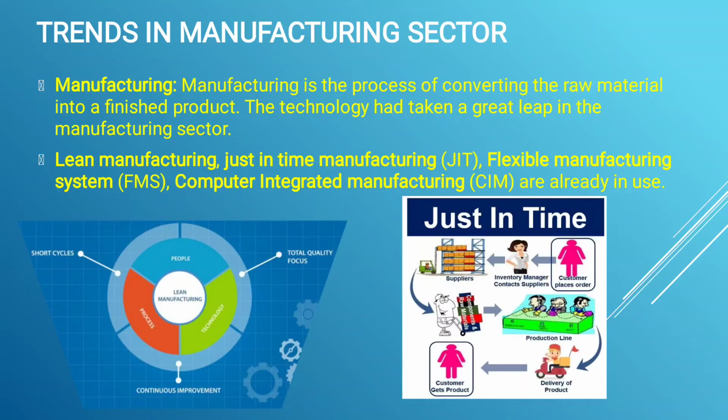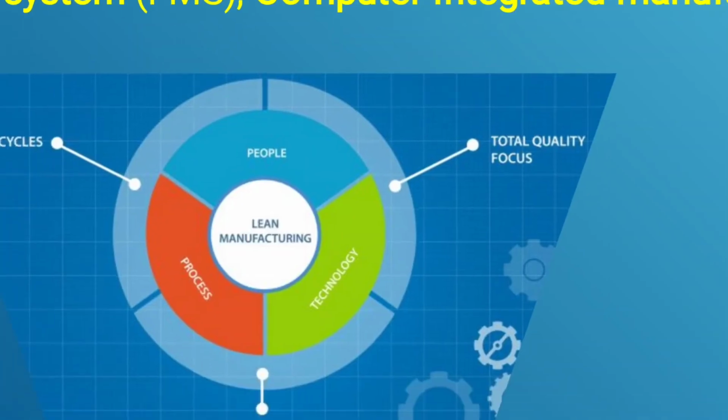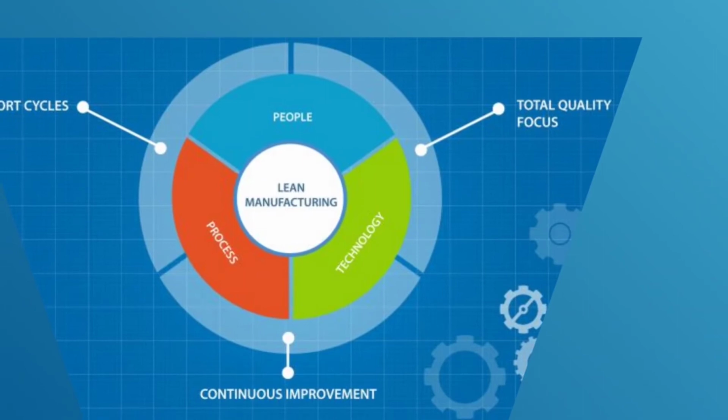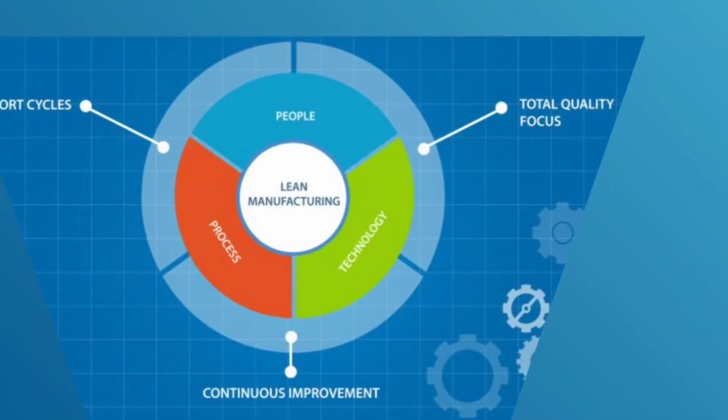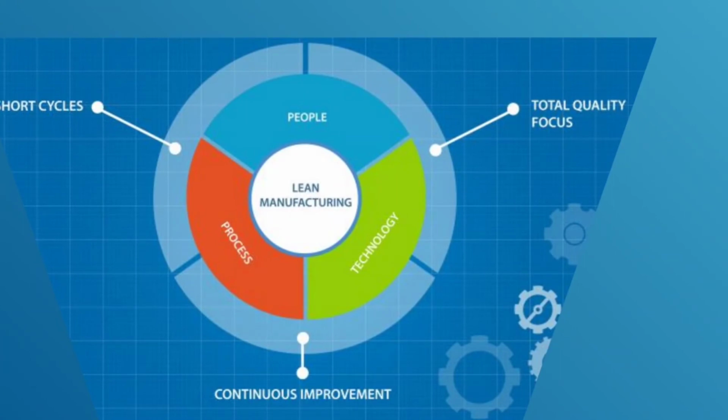Manufacturing is a process of converting raw materials into finished products. Technology has taken a great leap in the manufacturing sector. There are different types of manufacturing methods which we are going to discuss now. One is lean manufacturing. Lean manufacturing is different from conventional manufacturing, where wastage is greatly reduced. In earlier conventional methods, the wastage of material was very high when producing products, but in lean manufacturing it is greatly reduced.